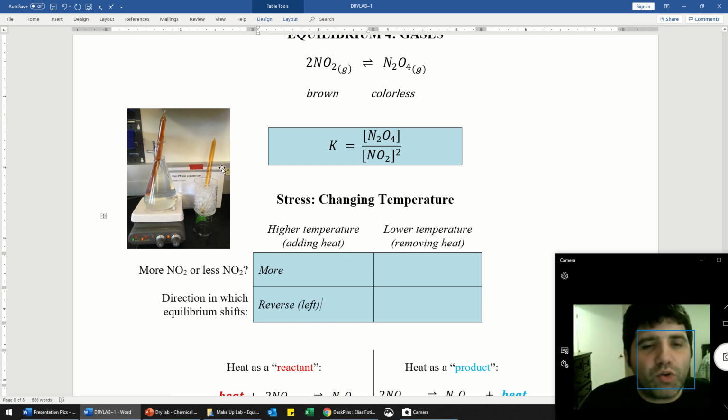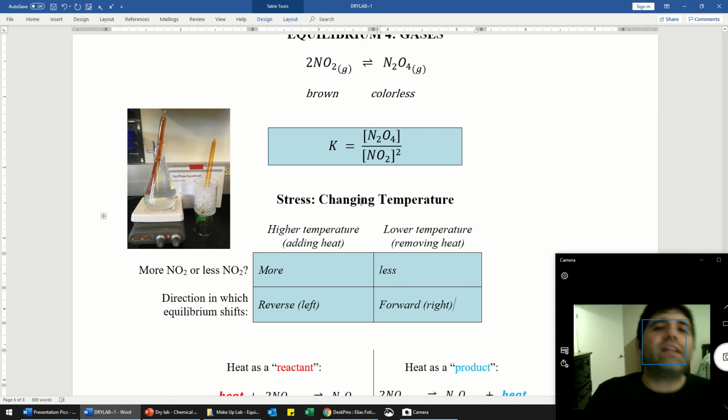On the other hand, when you cool it, we're going to see the opposite effect. When you cool it, the temperature goes down, and you can see that the color is less brown. It's not as brown as it was. It doesn't turn totally colorless because there's some NO2 still in the tube, but the color is less brown. So that's telling us that we have less NO2, and so the direction in which it shifts is forward, or to the right.